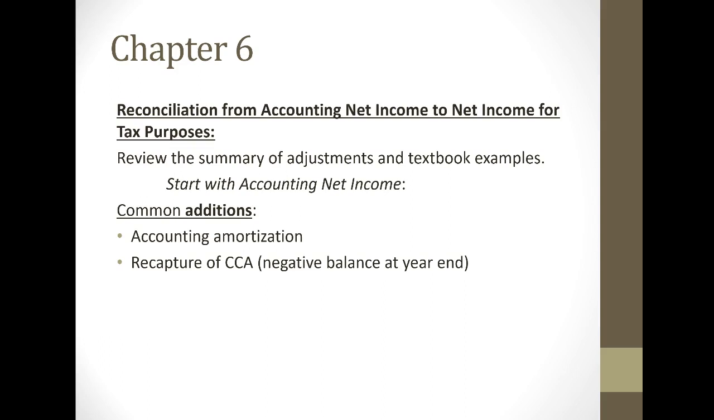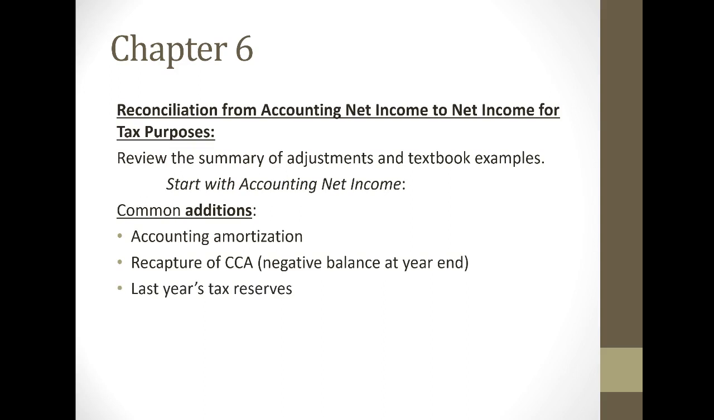Another common addition, CCA. If a company has recapture on CCA, then they have to add that back as well. Remember, we talked about recapture of CCA. That is a situation where they dispose of a depreciable asset and there's a negative balance at year end. That means they took too much CCA, so they have to add it back. Once again, a difference between accounting versus tax application.